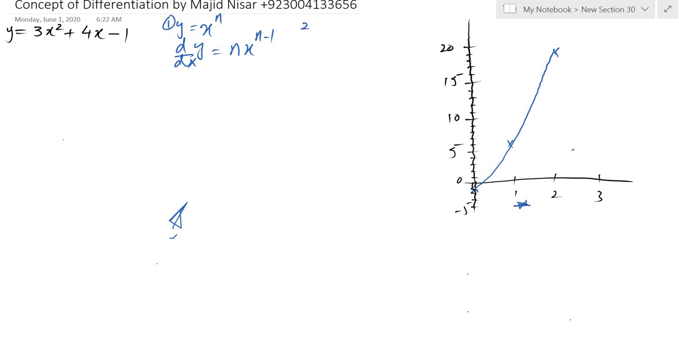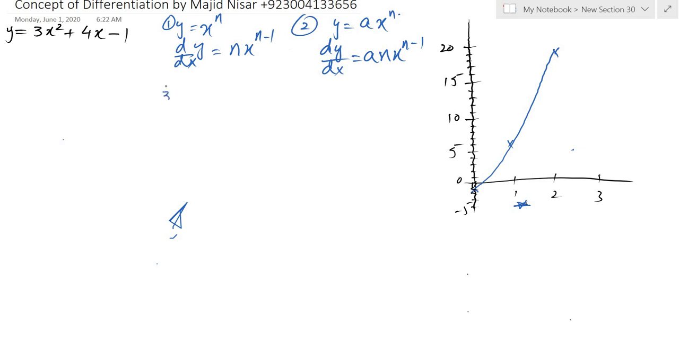Second, for example, y is equal to a x raised to power n, where a is a constant. So what will be dy over dx, the derivative of y with respect to x? A will remain the same because it is a constant, and it will be similar to the previous one: n x raised to power n minus 1.